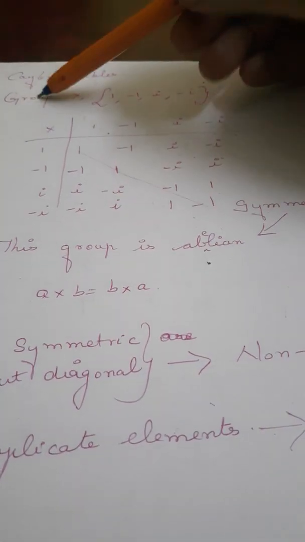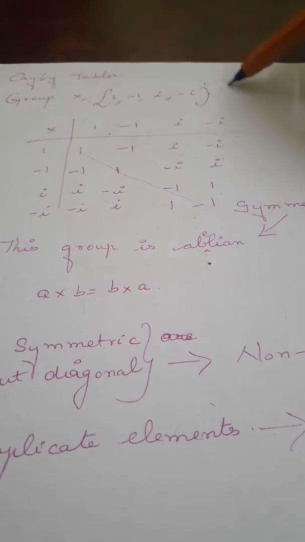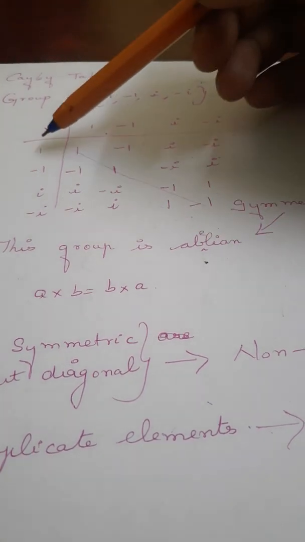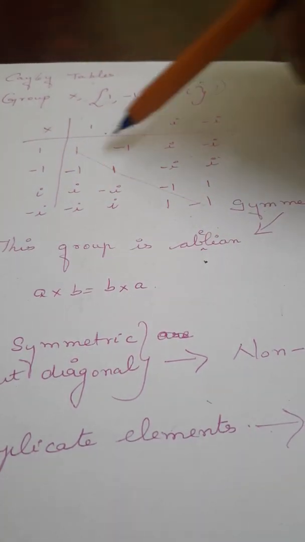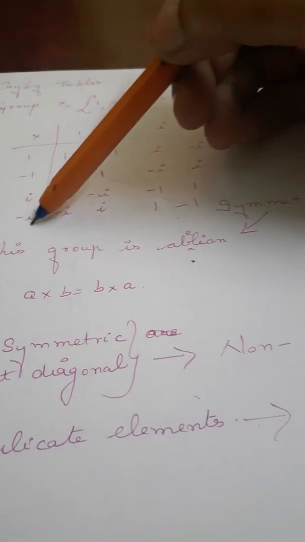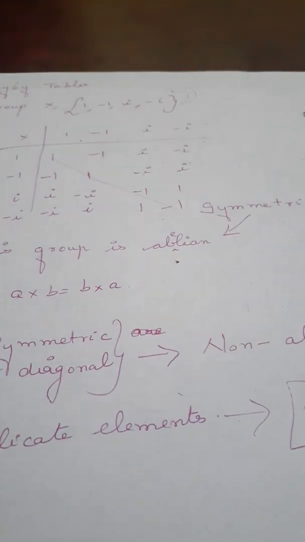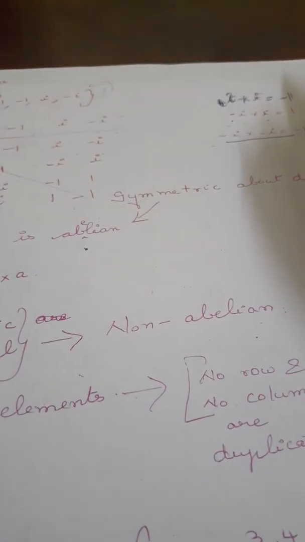So this is my group with a binary operation, multiplication, with a non-empty set. I'm going to do this multiplication operation with my non-empty set: 1, minus 1, i and minus i. Before doing the multiplication operation, kindly note this.